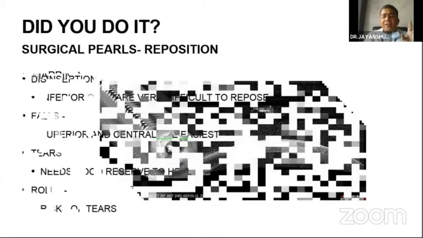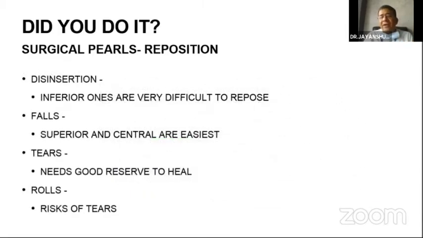So regarding the intervention, but before we enter into the intervention, we just have to remember that if there is a disinsertion and if it's an inferior one, it redetaches more frequently, because as the air bubble shifts upwards, or the C3F8 effect shifts upward, the detachment tries to scroll back again. So there's a plane which is created and the aqueous seeps in, and we have a recurrence of detachment. If the DM falls, then the superior and the central ones are the easiest, because the air bubble has a natural tendency of moving upwards, hitting the dome of the cornea.